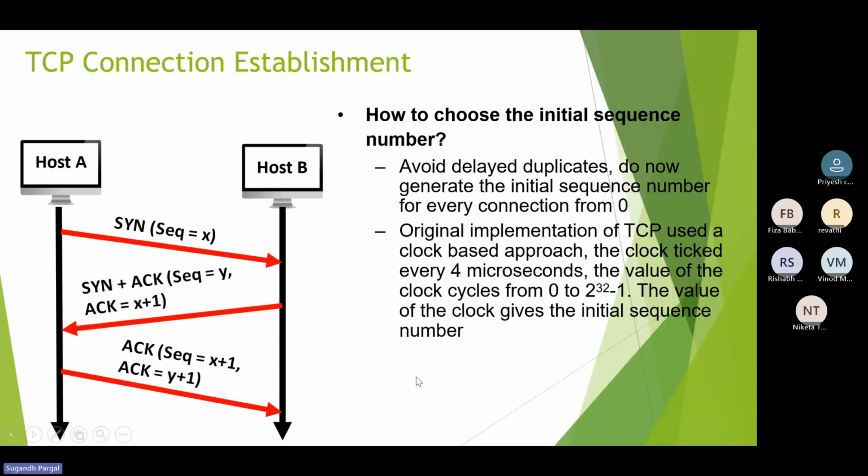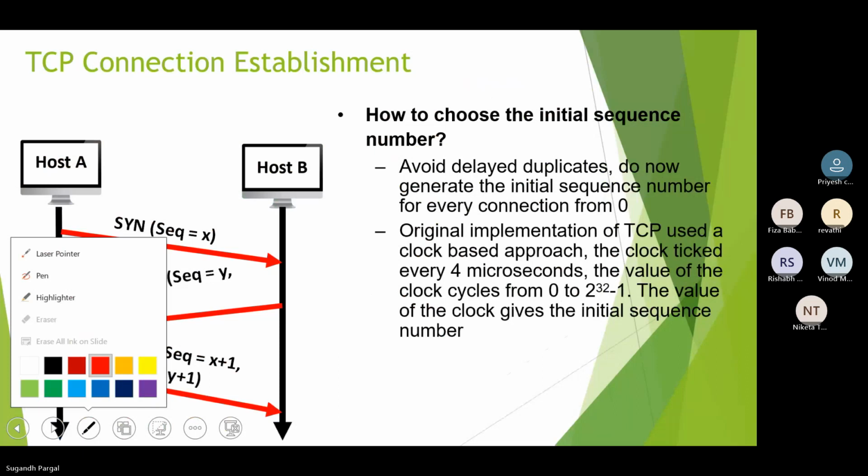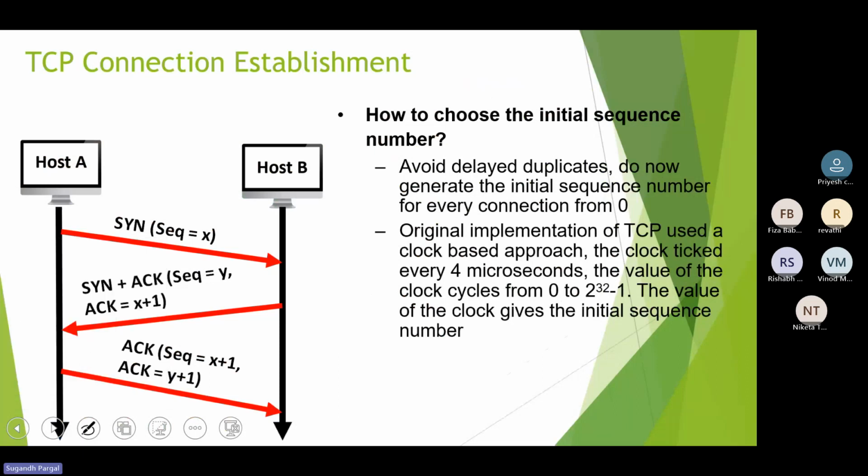So here, if we have the clock for this particular sequence number and it is disrupted and we want to choose the next sequence number, then the next clock tick defines the next sequence number.